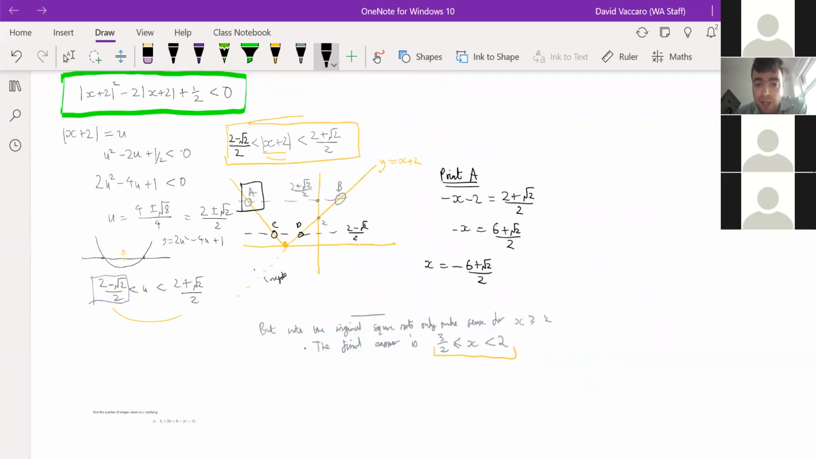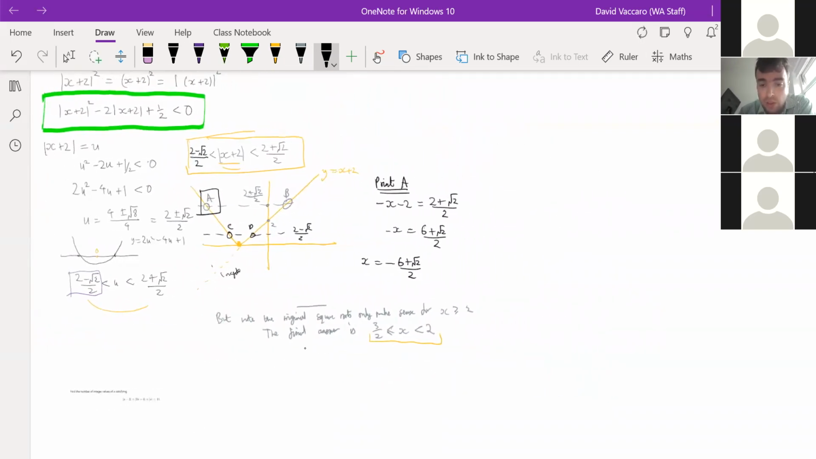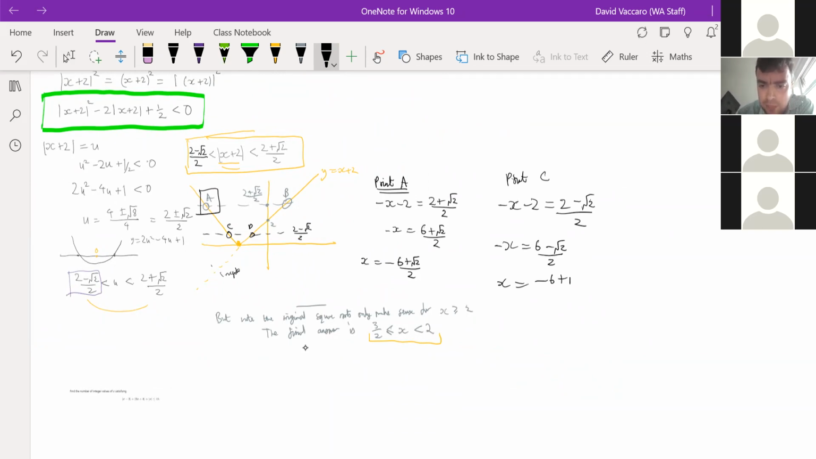Okay, and now I can find the other points. I can find point B. Actually, I'll do point C, which is again where the flipped branch is now equal to the smaller of the 2 roots. So I get negative x is 6 minus root 2 over 2. So x is negative 6 plus root 2 over 2.